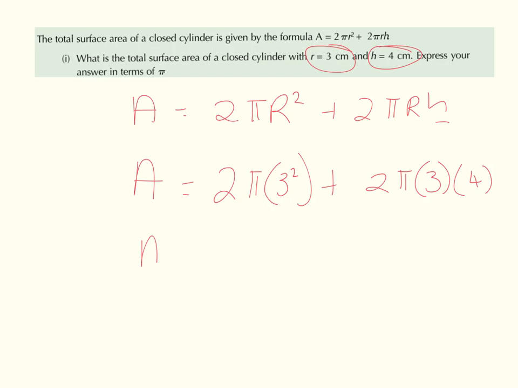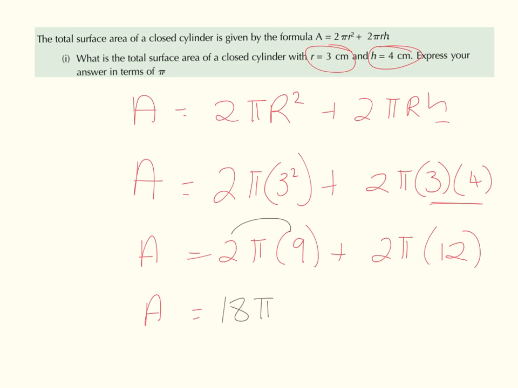This number here is going to be 9, so A equals 2 pi times 9 plus 2 pi times 3 times 4, which is 12. And we can tidy this up a little bit more by writing area equals 2 times 9, which gives me 18, and I still have the pi, because remember that's 2 multiplied by pi multiplied by 9, so I've just multiplied my two numbers here. And likewise I can do this here. I have 2 multiplied by pi multiplied by 12, so 2 times 12 gives me 24 pi, and hopefully you're spotting the next move here.